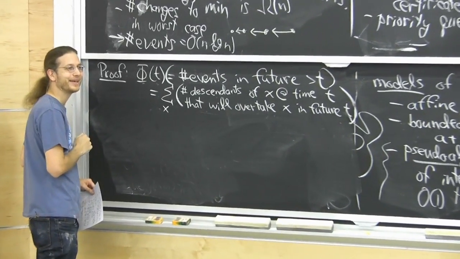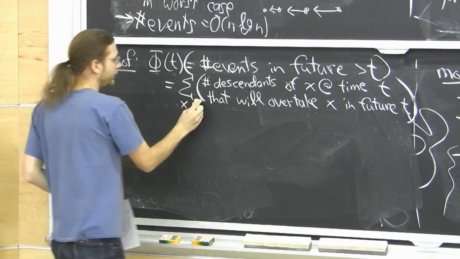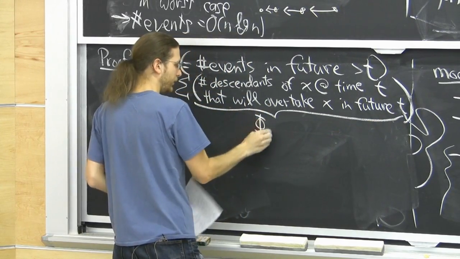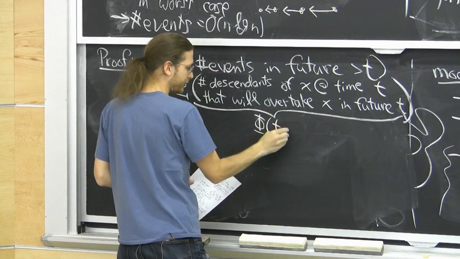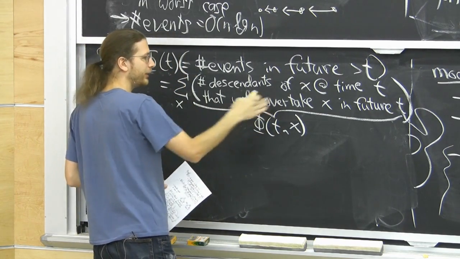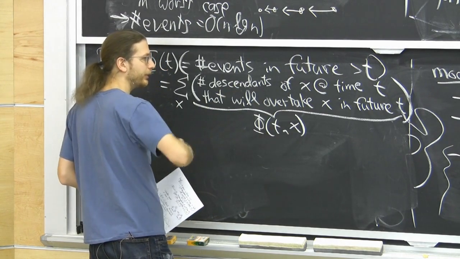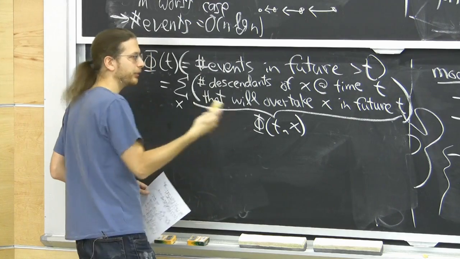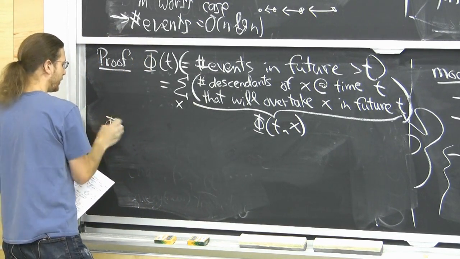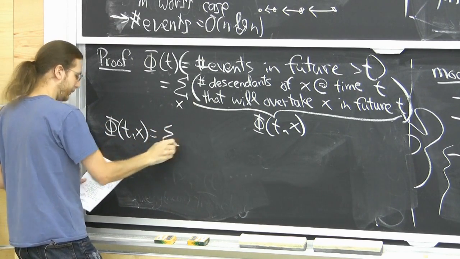Okay. Now I want to look at an event and see how this changes. I need a little bit more notation. I'm going to call this thing phi of t comma x. So phi of t is the sum over all x of this thing, which is phi of t comma x: the number of descendants of x at this time that will, in the future, overtake x, meaning their key will get larger than x. Okay, I can also expand phi of t, x in a simple way.